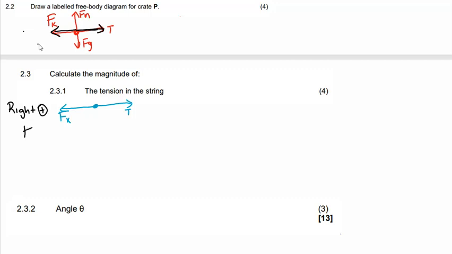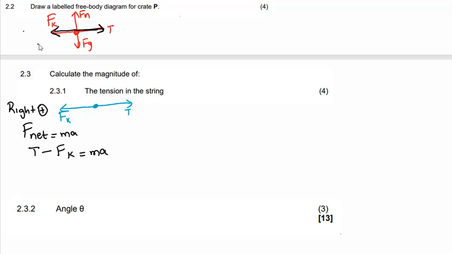So now if I use the formula F net equals MA, I need to take tension, then subtract all the forces that are going to the left, and equate this to MA. Why are we subtracting all the forces that are going to the left? Because we chose our direction right as positive.